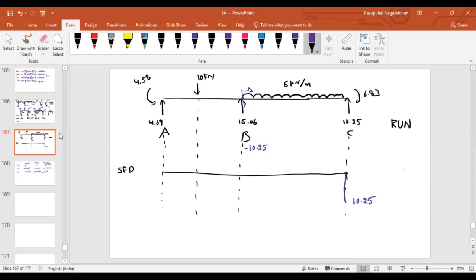Then what about this load? Total UDL is how much? 5 into 4. Total 20. As it is in the downward direction, plus 20. If we add the value, how much will you get? 9.75.